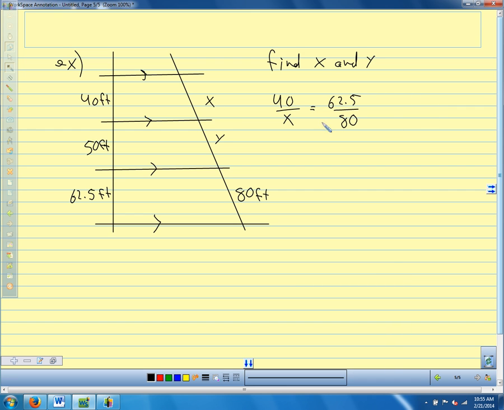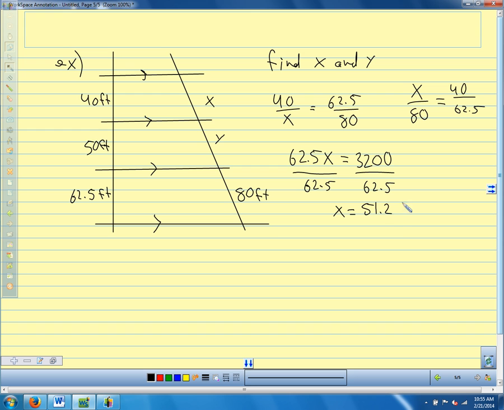The other way I thought of was we could say X over 80 equals 40 over 62.5. And when we cross multiply, we see we get the exact same thing. So I get 62.5x when I cross multiply. 40 times 80 is 3,200. Divide by 62.5, and I get x equals 51.2 feet.